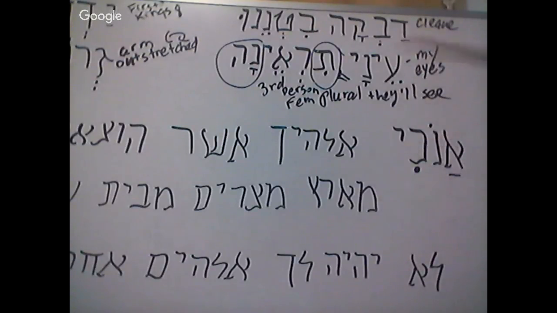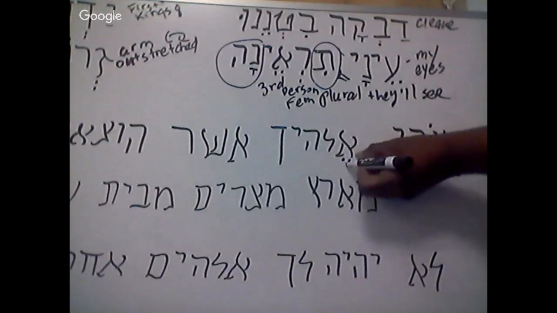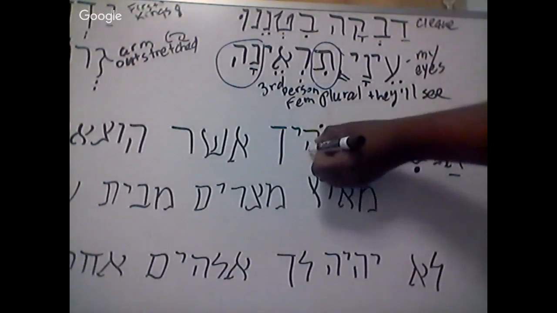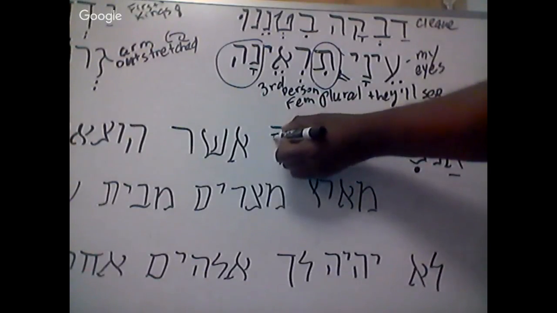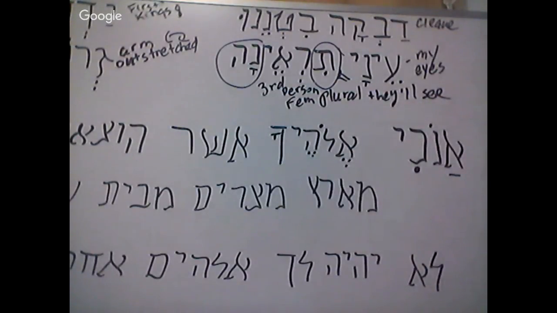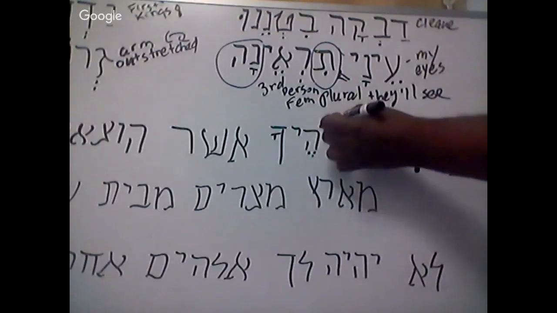Anoki Yah Eloheaka. So let's look. You have here the next word, what? Eloheaka. All right, what does Eloheaka mean? It means your God or your power. All right, so let's expound upon this.